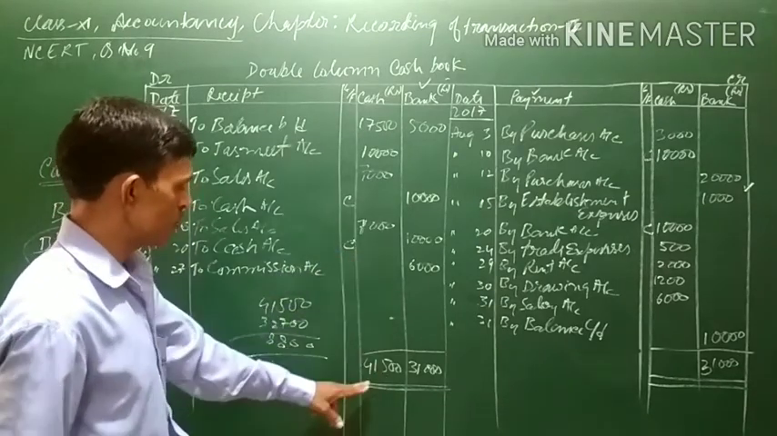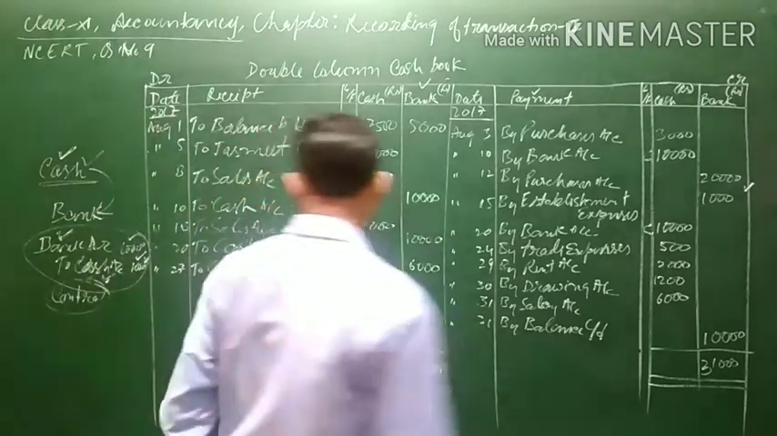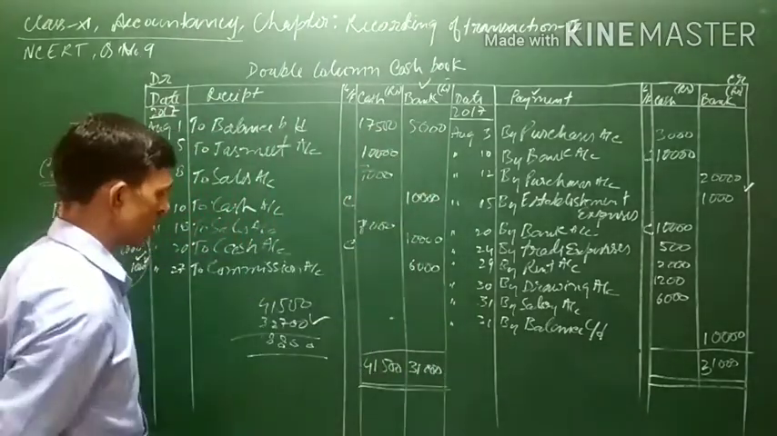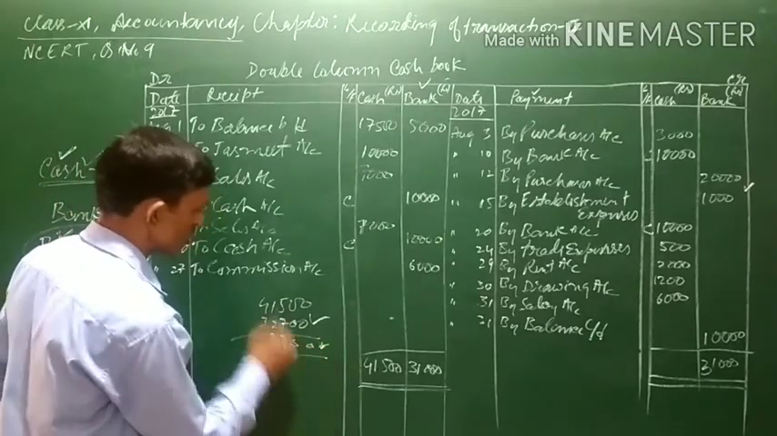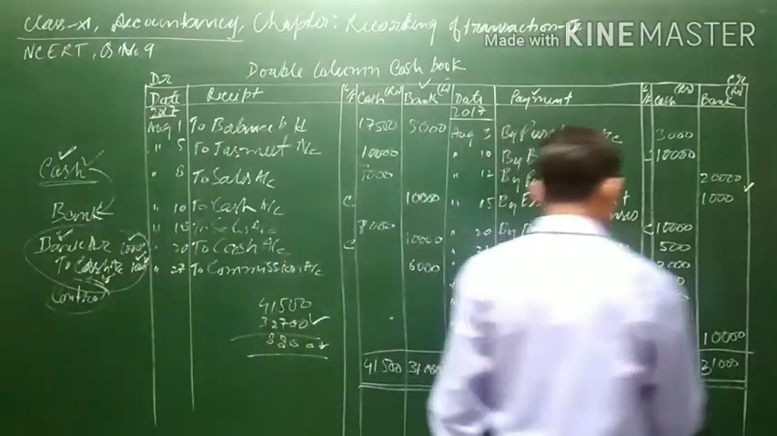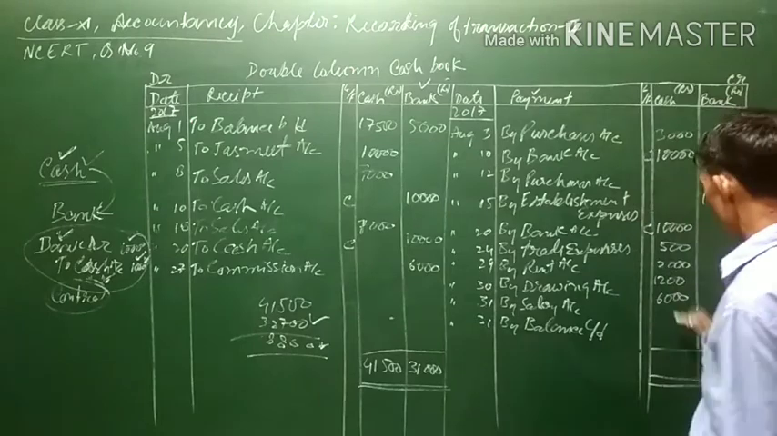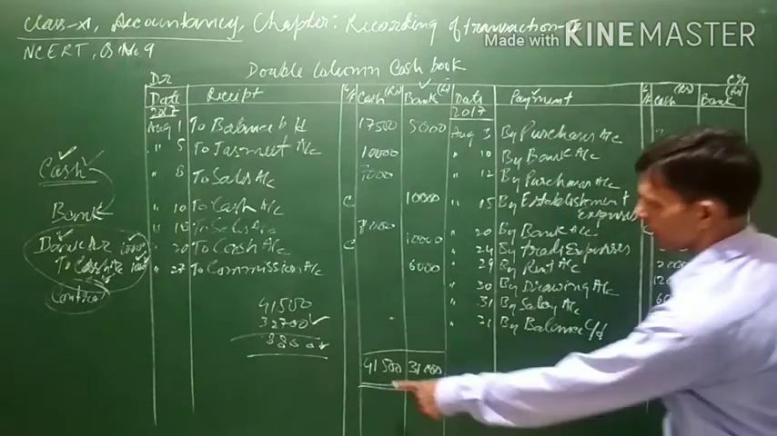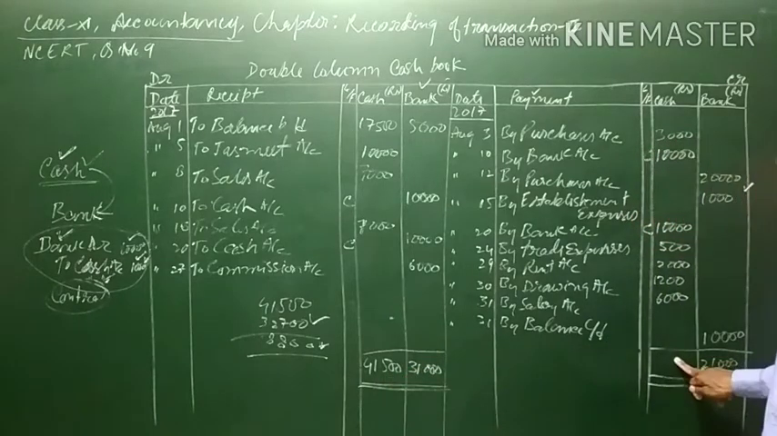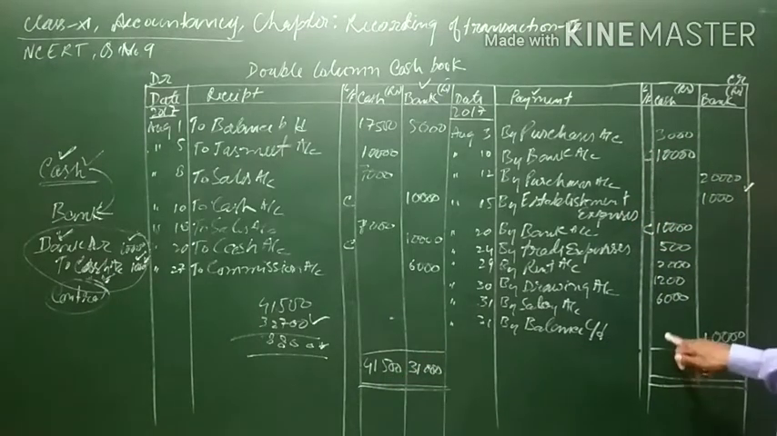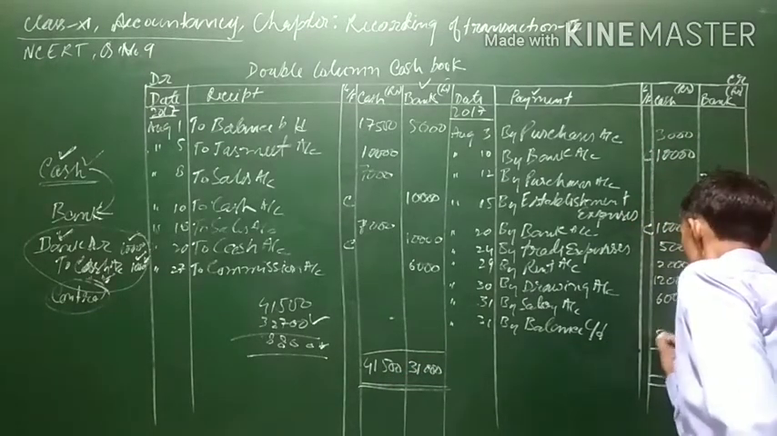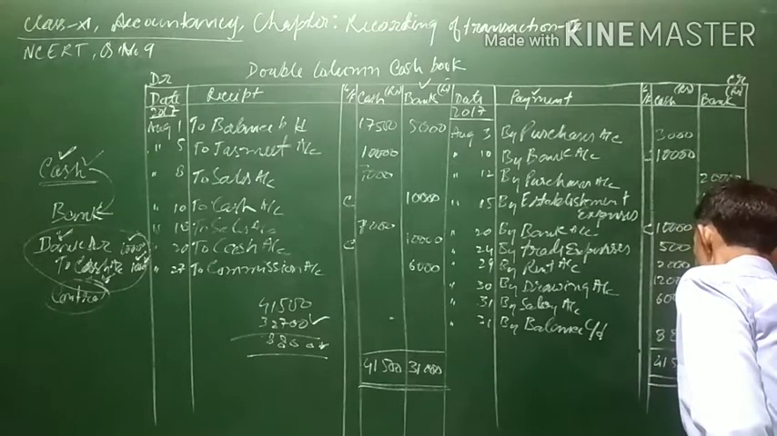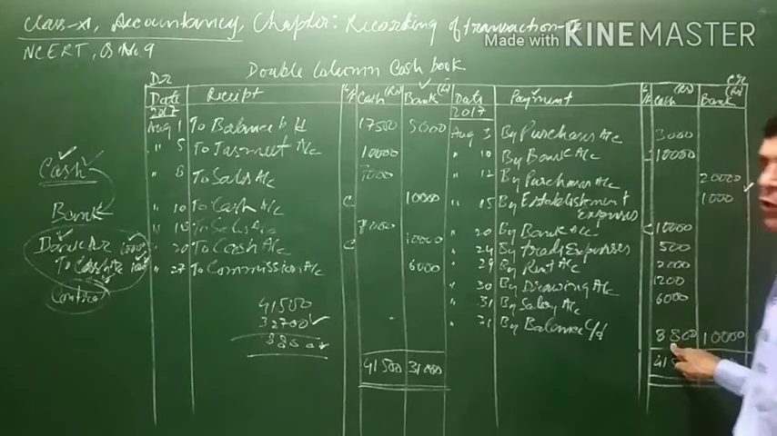41,500 was cash which we had, and out of this 32,700 has been paid. That is the payment side. So the balance left will be 8,800. So again here we will write it, because if you do the total of all these things, it will come to 32,700. But here the cash column on the debit side is 41,500. It is more. So in order to make the balance equal, 8,800 will be written here also. Now it will be 41,500.